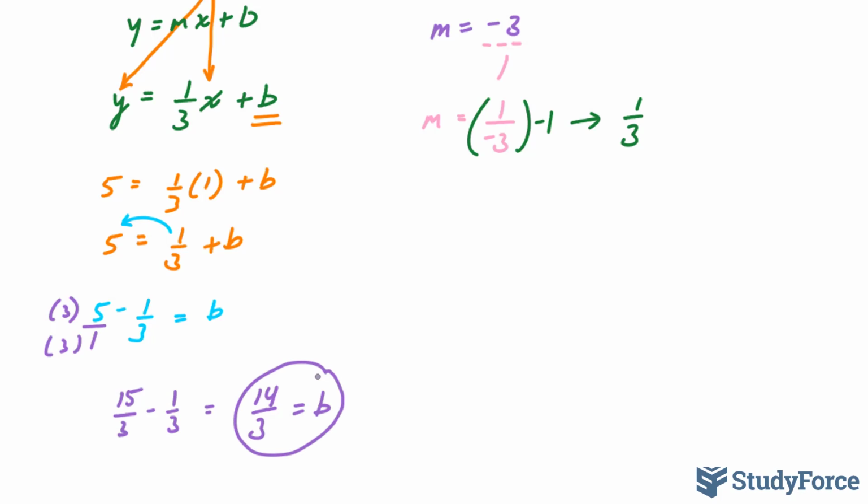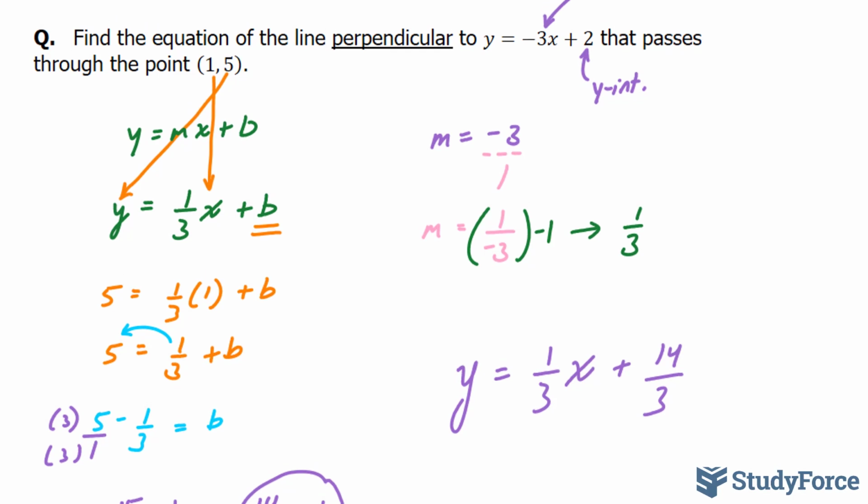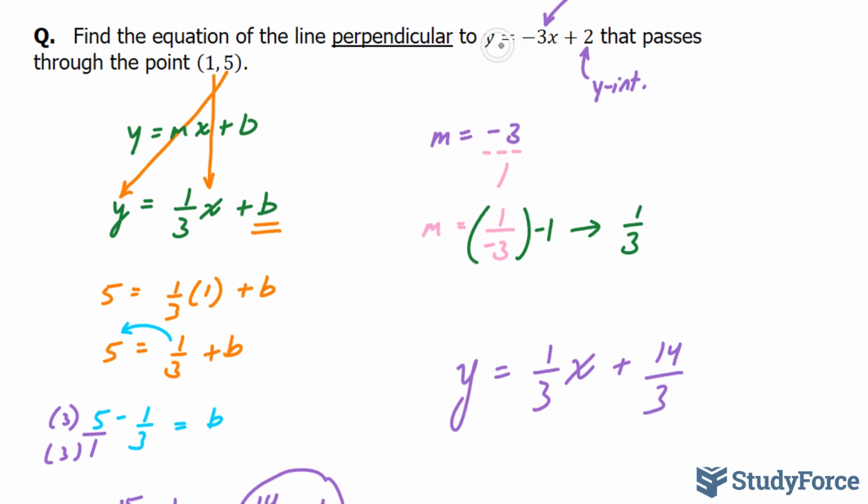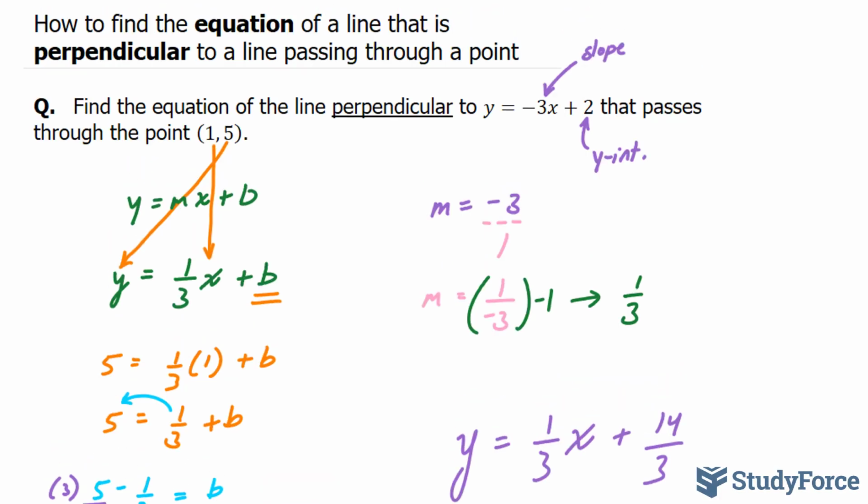Now all we have to do is write everything into one neat equation. Y is equal to a third x plus 14 over 3. This equation right here represents an equation of a line that is perpendicular to this one. So if you were to look at these in a graph, you would see this line going down and this one at a 90 degree to it, and that's what perpendicular means. And so there you have it. That is how to find the equation of a line that is perpendicular to a line passing through a point.